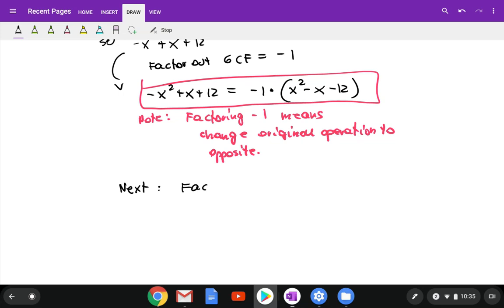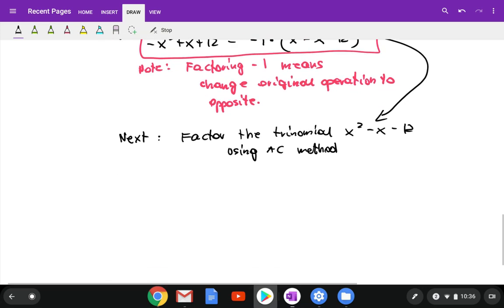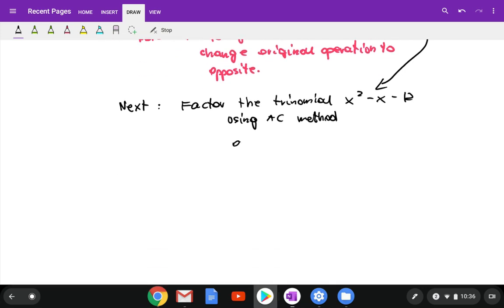Factor the trinomial which you have in the parentheses, x squared minus x minus 12. So factor this trinomial using the AC method. Okay, so a is equal to 1, b is equal to -1, c is equal to -12. So we know what to do.